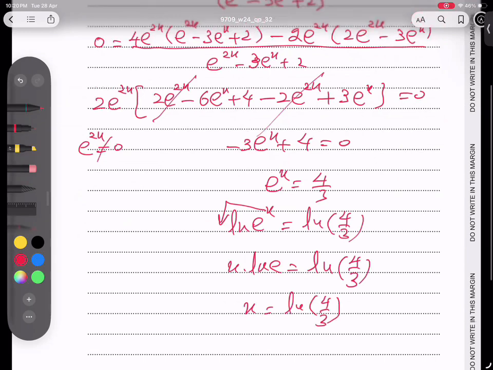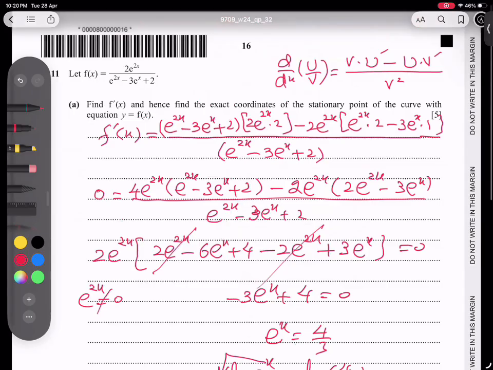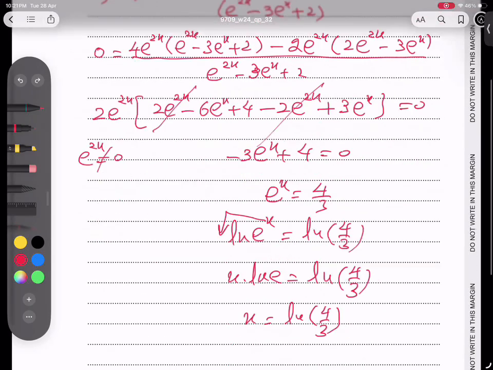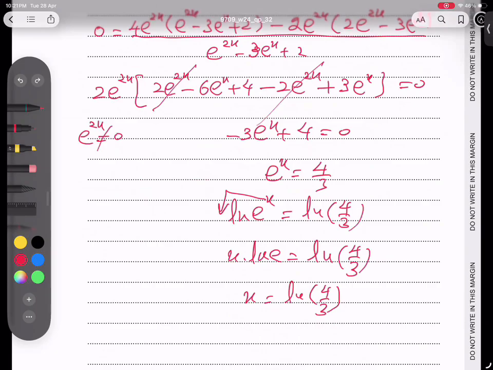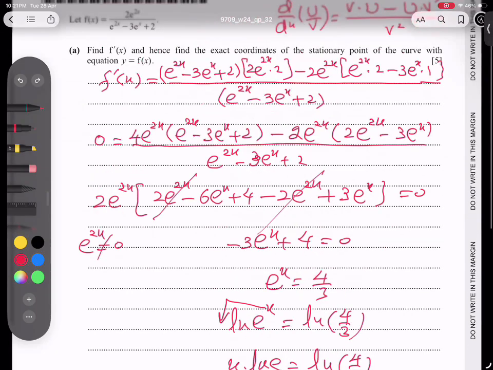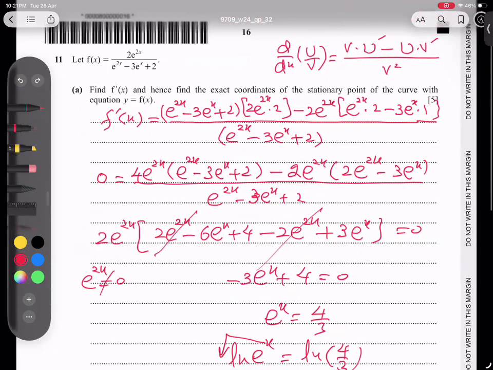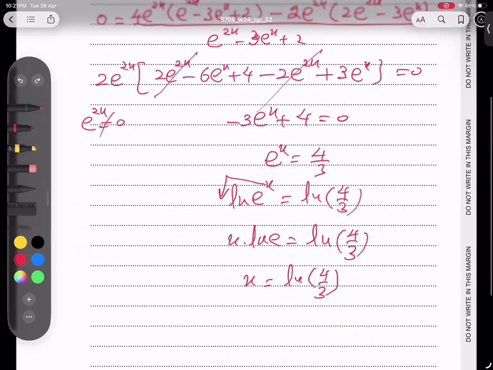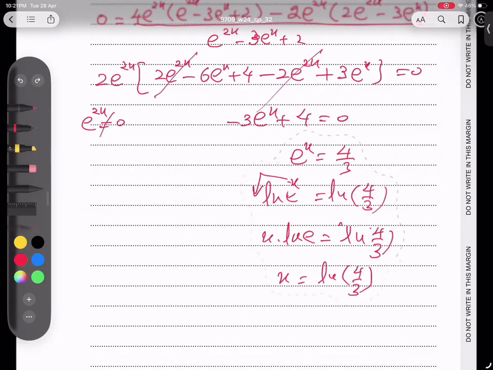But he said find the coordinates, exact coordinates. So we're looking for the y coordinate as well. So I'm going to plug in the value. I have two choices, a very interesting part. Look at this, students. I have this or this. In the e to power x, I can replace it by 4 over 3 as well. Okay, I think I will do it slightly here.